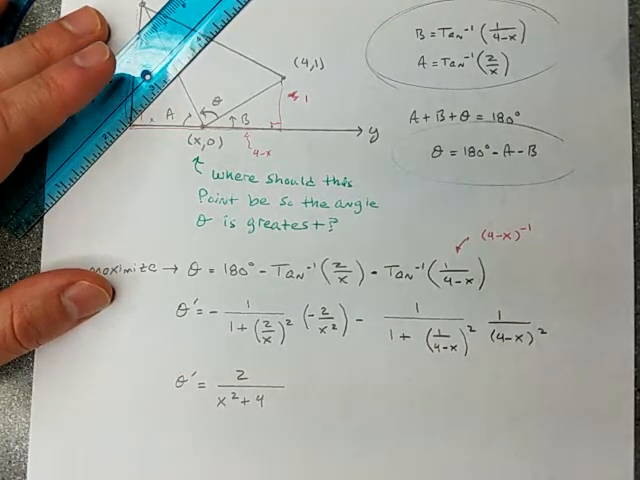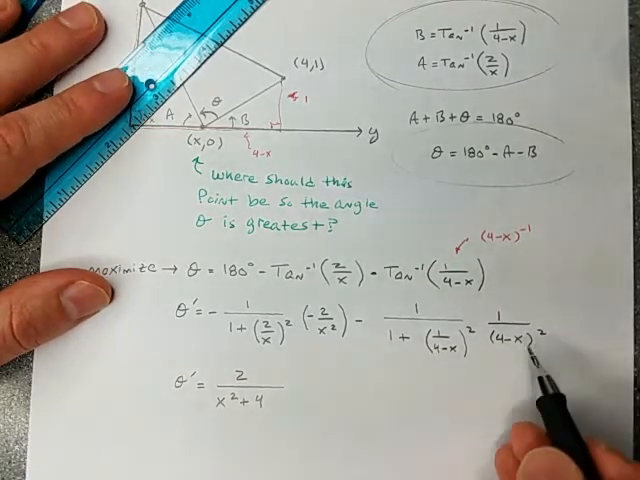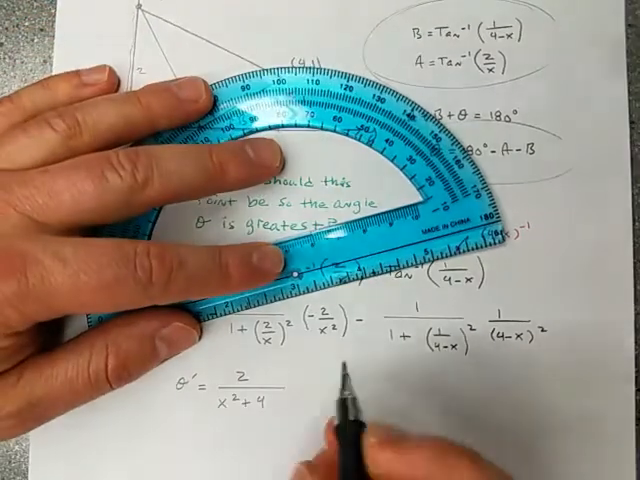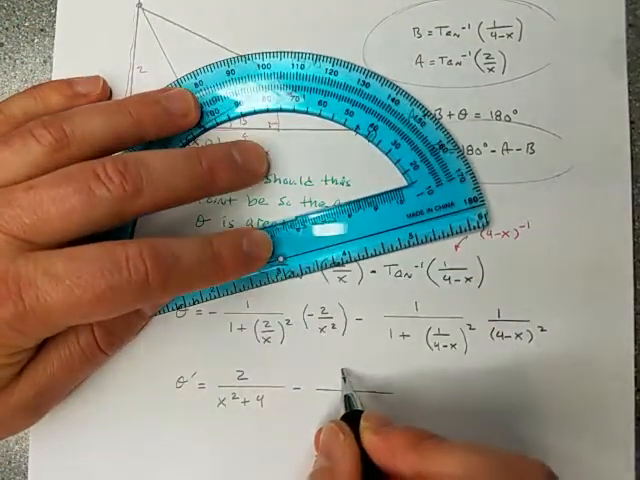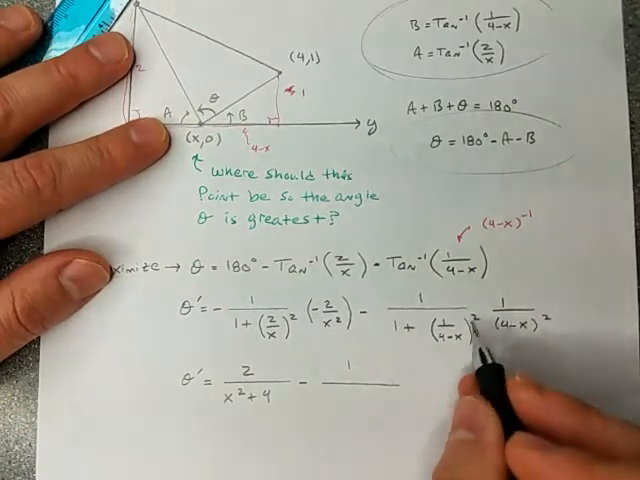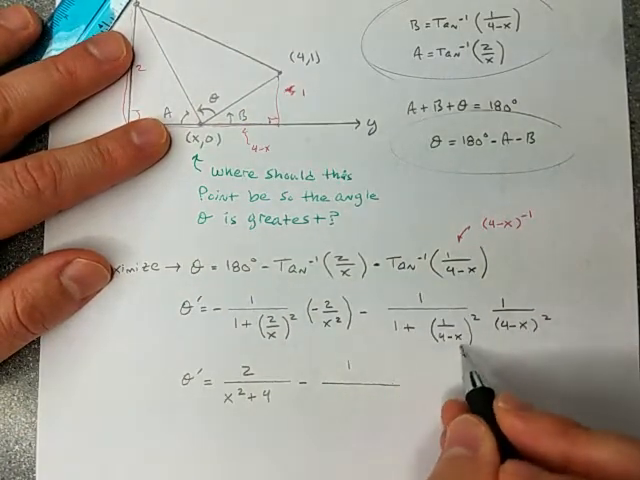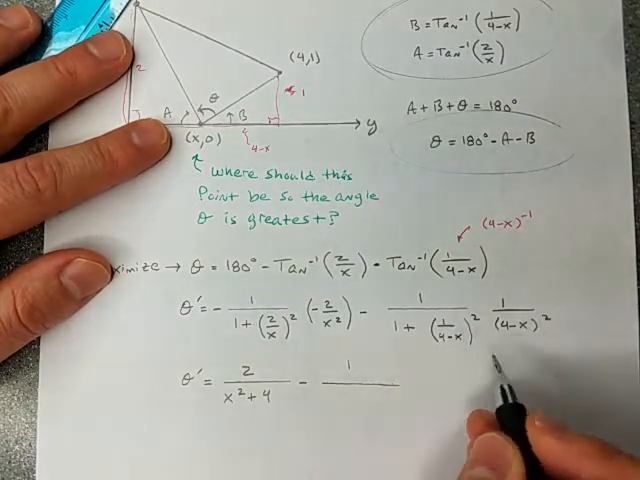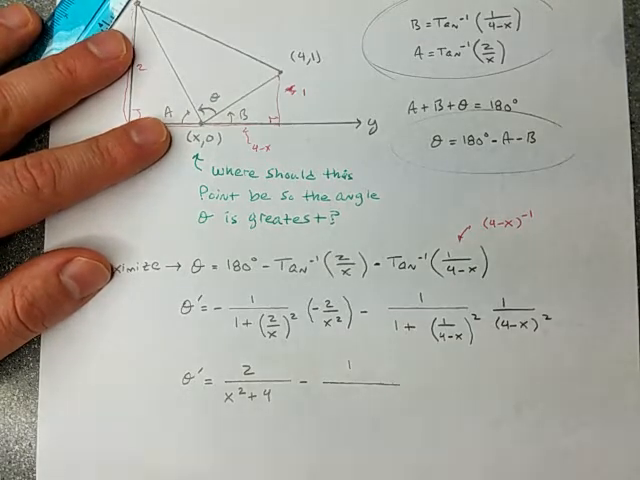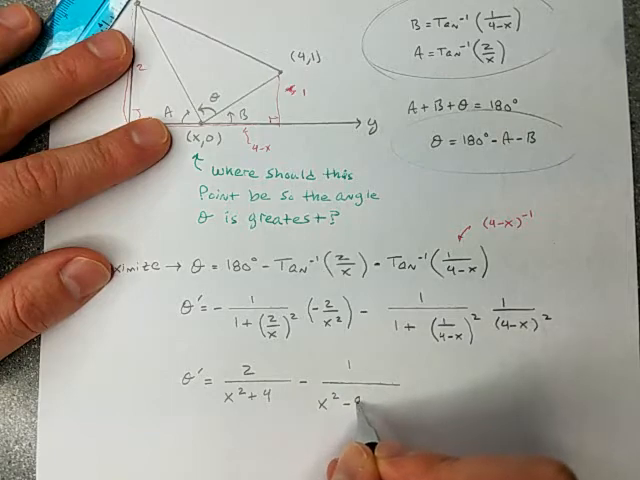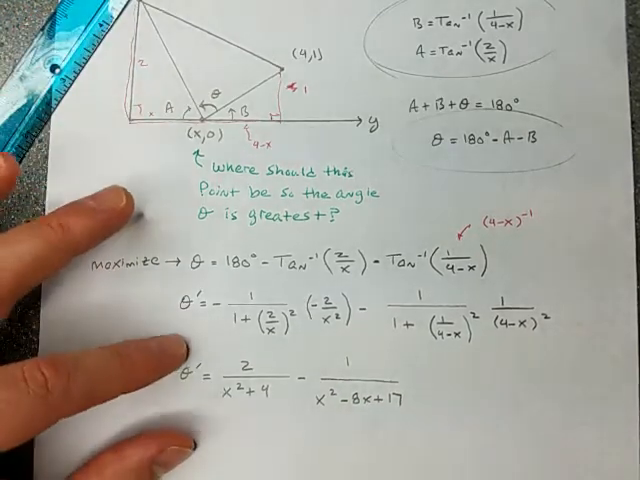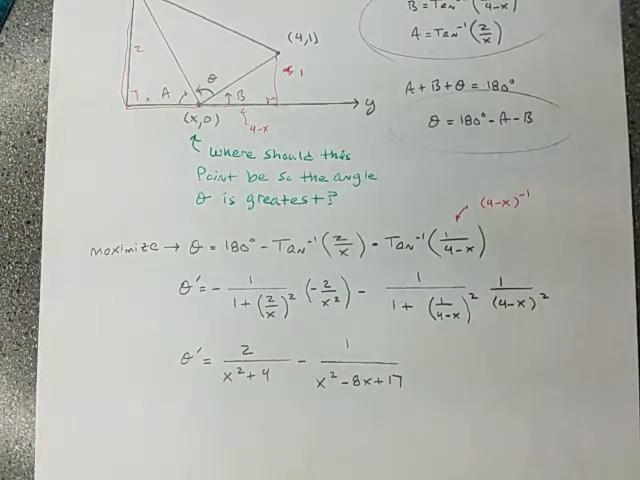And then for this other one, say if we distribute and I do all my squaring and canceling and everything, I'll get 1 over x squared minus 8x plus 17. Okay, and that's about as simple as theta prime is going to get.